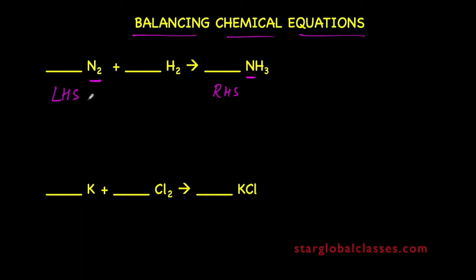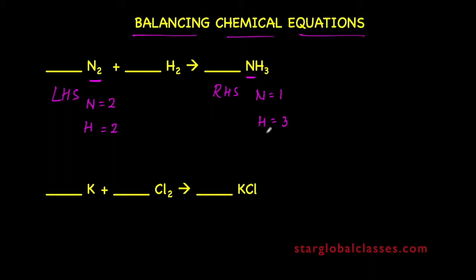What are the atoms on the LHS? Nitrogen and hydrogen. And how many atoms are there? Nitrogen 2 and hydrogen also 2. We'll write on the right hand side. On the right hand side ammonia is there, so the nitrogen atom is 1 and hydrogen atoms are 3. We can see here that on the left hand side nitrogen is 2 and on the right hand side nitrogen is only 1. Hydrogen is 2 on the left hand side and on the right hand side there are 3 hydrogen atoms.